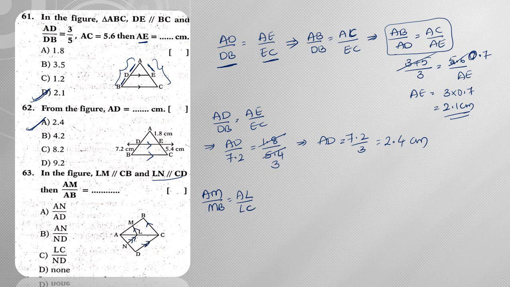Now from this, in triangle ADC, we can say by using Thales theorem or basic proportionality theorem that AN by ND is equal to AL by LC. Now clearly, both these have their right hand sides equal, AL by LC, and here also AL by LC. If right hand sides are equal, then we can equate the left hand sides. So AM by MB will be equal to AN by ND. Hence the answer is AN by ND.